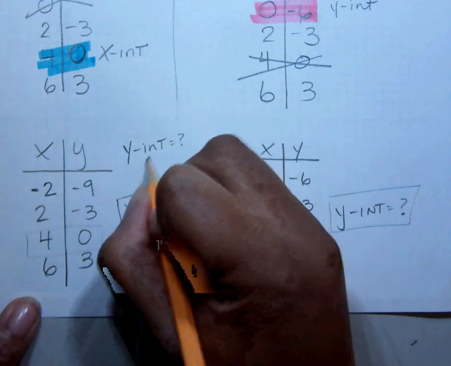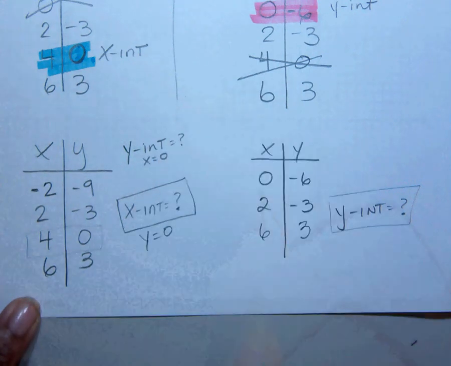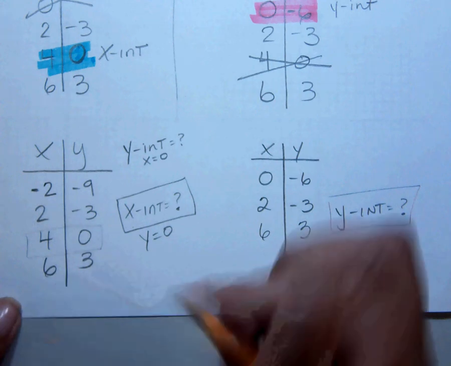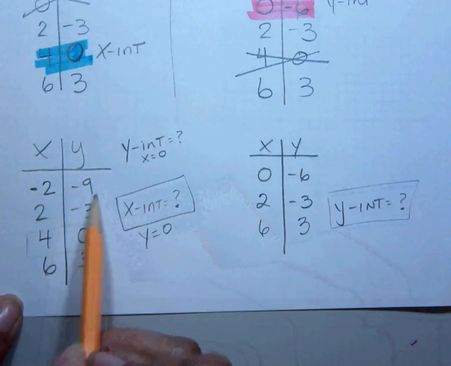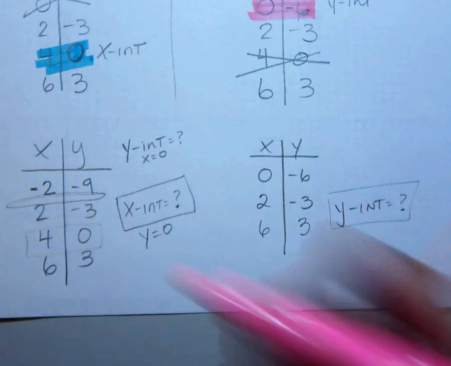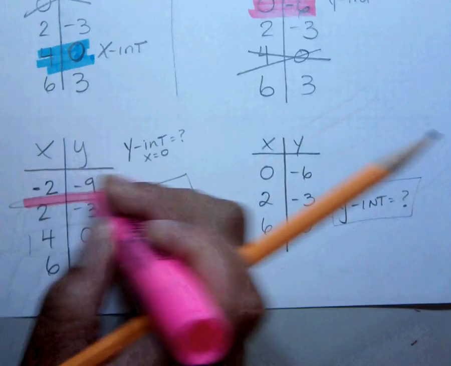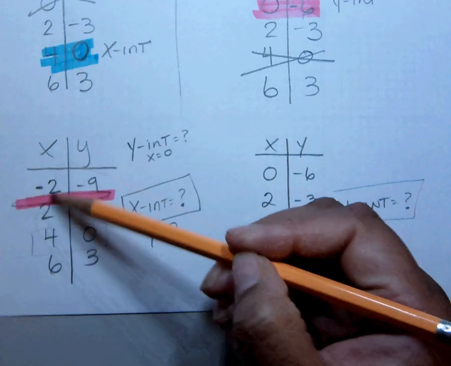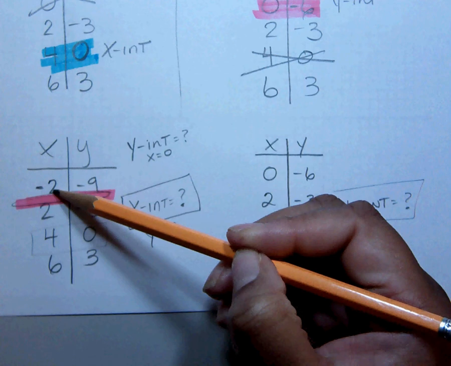The Y-intercept is when X is 0. Where is it? I don't see it. Is it safe to say that it would be right between there? Your Y-intercept would be between there. So I'm going to use pink because that's what we use for Y-intercept. Yeah, because your X would be 0 between the -2 and 2.